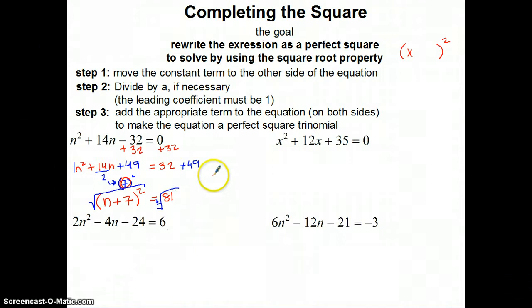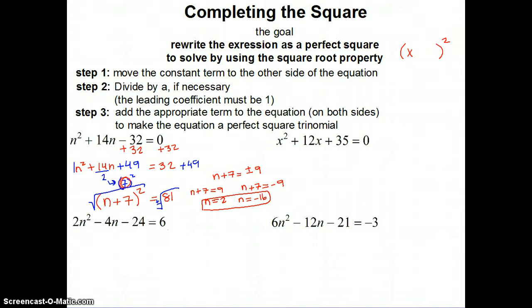So on the left, we have n plus 7, and on the right, we have positive or negative square root of 81, which is 9. Writing our two equations, we have n plus 7 equals positive 9, and n plus 7 equals negative 9. So on the left, when we solve our first equation, you subtract 7, and you should get n equals positive 2. On the right, when you subtract 7 from both sides, you should get n equals negative 16. So your two solutions are 2 and negative 16.